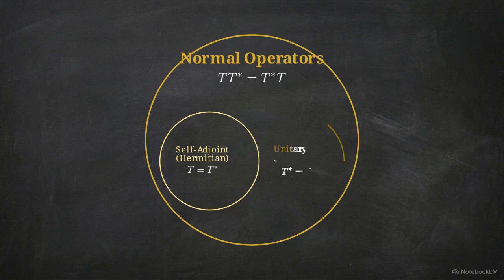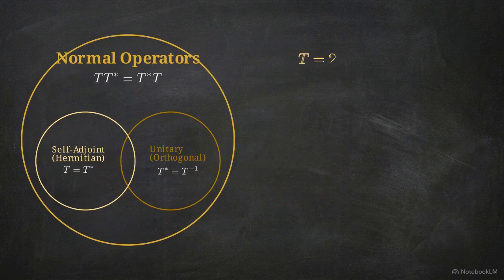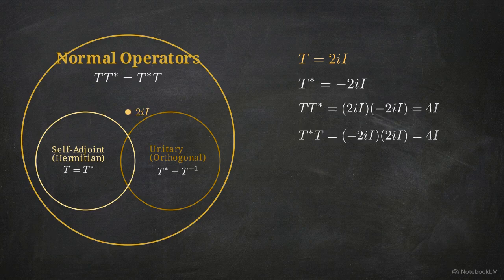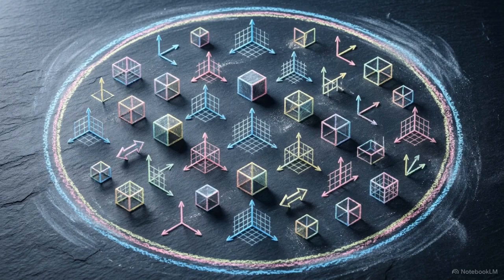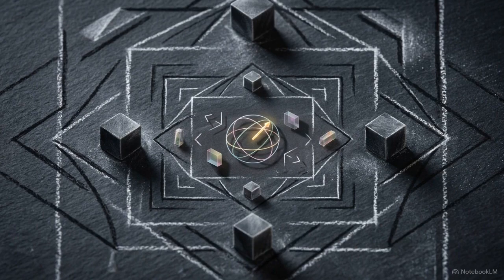Since self-adjoint operators are their own adjoints, and unitary adjoints are their own inverses, both classes satisfy this commutation rule. Every self-adjoint or unitary operator is by definition normal. However, the normal class is larger. Take the operator 2i times the identity. It commutes with its adjoint perfectly, making it normal, but the imaginary coefficient means it is neither its own adjoint nor its own inverse. Normal operators define the necessary boundary for the spectral theorem, allowing us to generalize the idea of scaling across a wide variety of transformations.